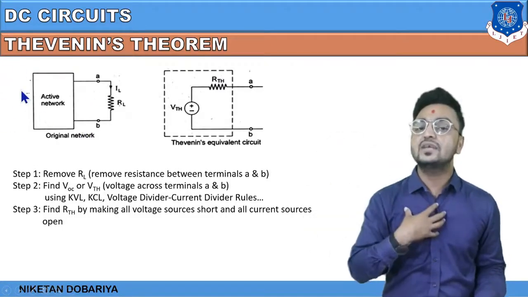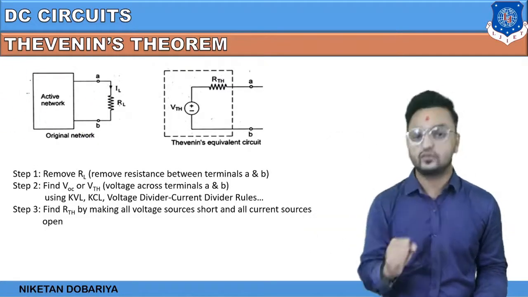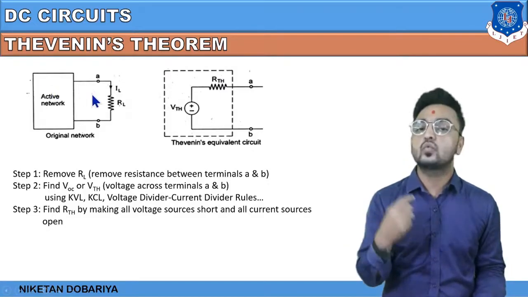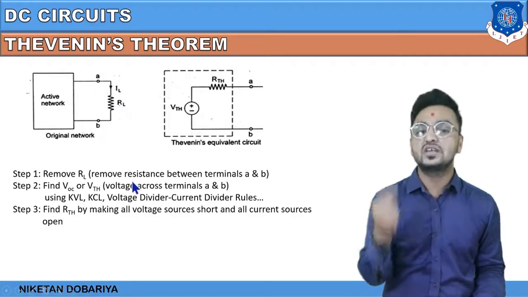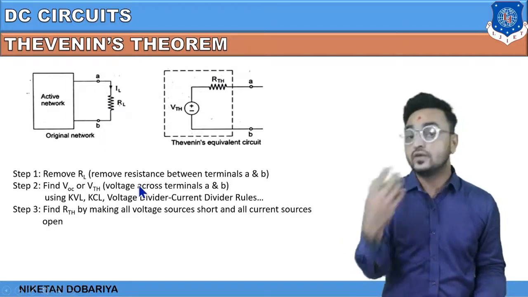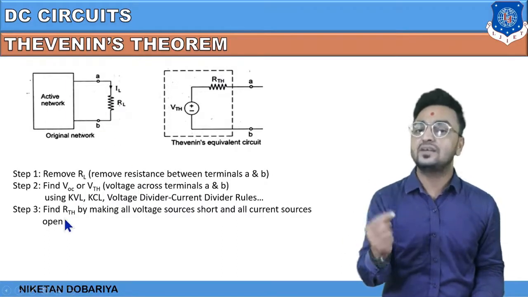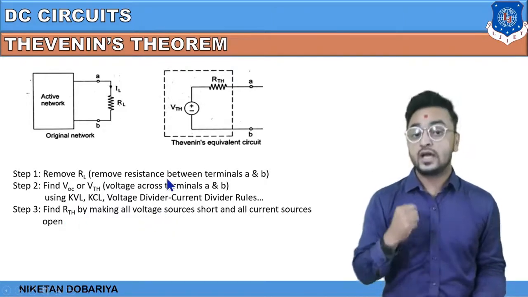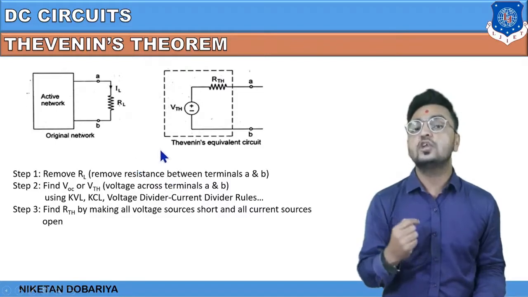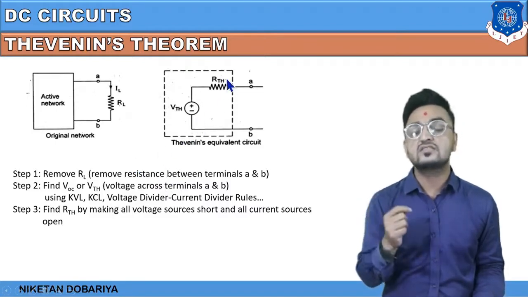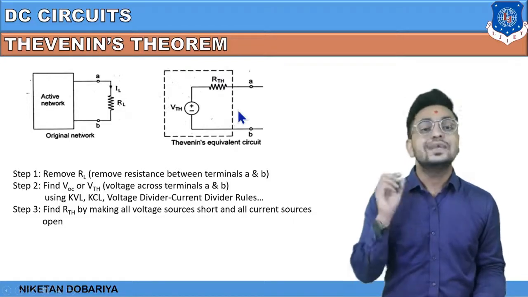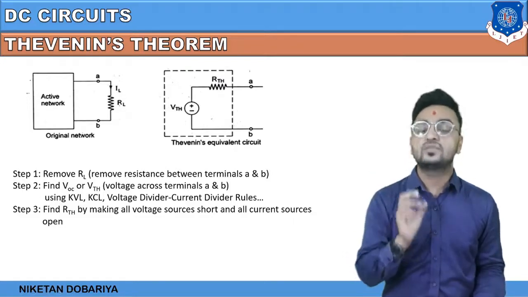So basically we will have only a resistive network, and we will measure its equivalent resistance with reference to this AB terminal. Whatever that resistance is, it is defined as RTH, Thevenin's equivalent resistance, and we will put the value of this RTH in series with this VTH, so that will form the equivalent circuit diagram of Thevenin's theorem.